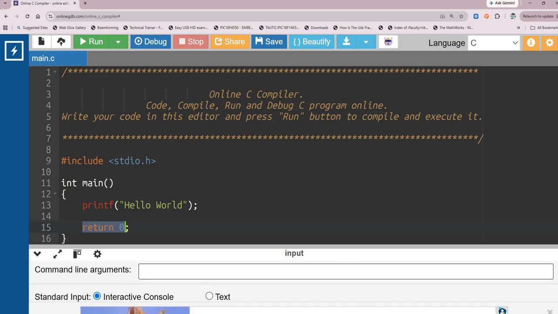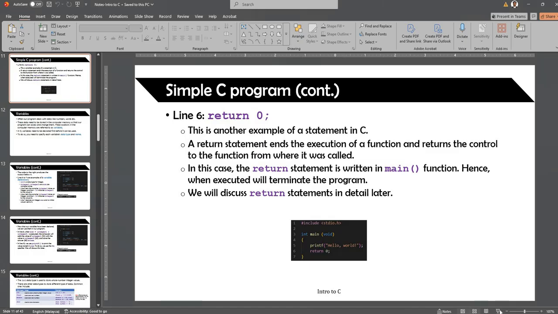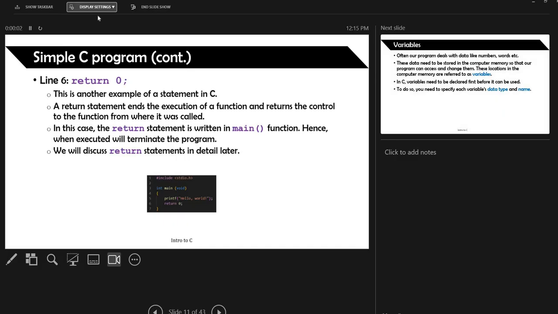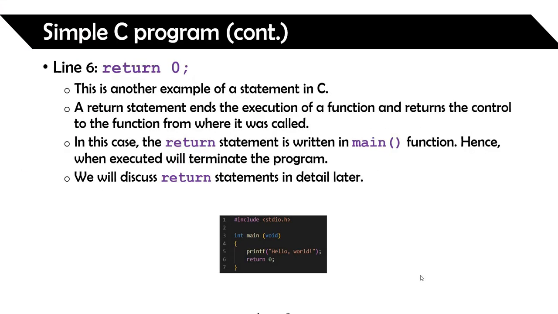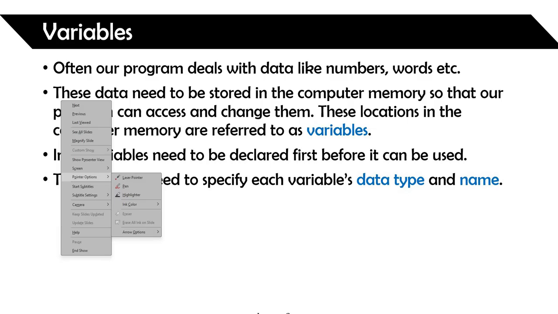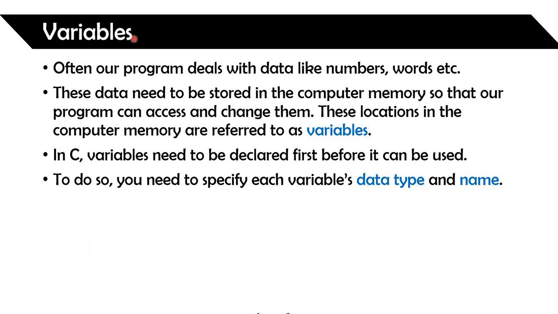Is that okay? Any questions so far? So that's where we ended in our last class. We are going to continue with the printf function, but before that, we're going to go into the subject matter of variables. Up to this point, everyone clear? We just saw the structure of a C program, the minimum things you should have in order to compile.